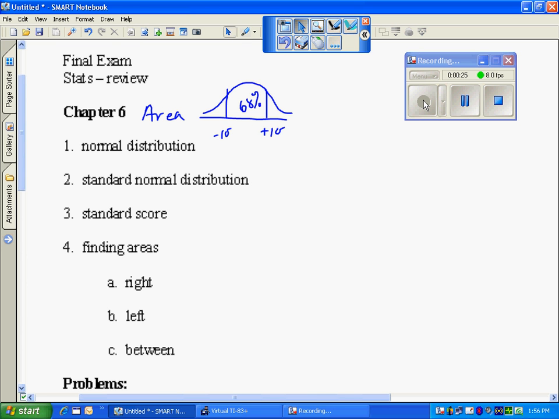Within two steps, or two standard deviations above and below, you're going to have 95%, and three steps above and below, in the tails, you will have approximately 99.7. So if it's a normal distribution, it's going to follow this pattern of 68, 95, 99.7.